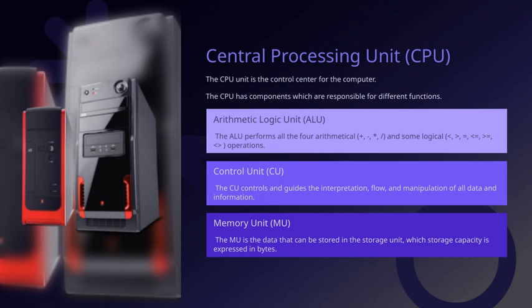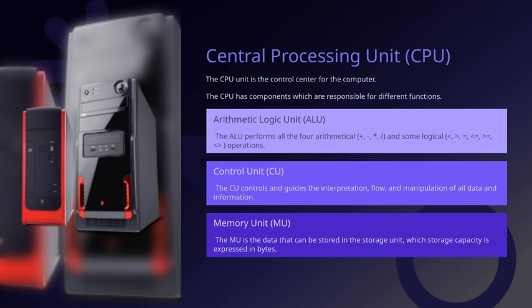Finally, there's the Memory Unit, or MU. This is where data is stored temporarily or permanently, depending on the type of memory. The capacity of the storage is measured in bytes, which tells us how much information can be held at once. The MU works closely with the other components to ensure data is available when needed. Together, these components form the core of the CPU, enabling it to process instructions efficiently and reliably.